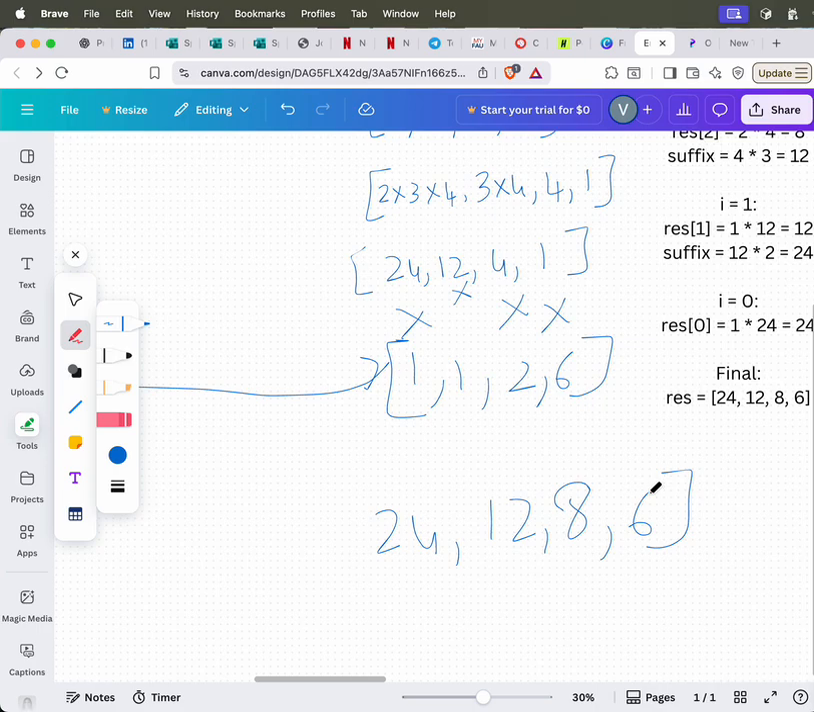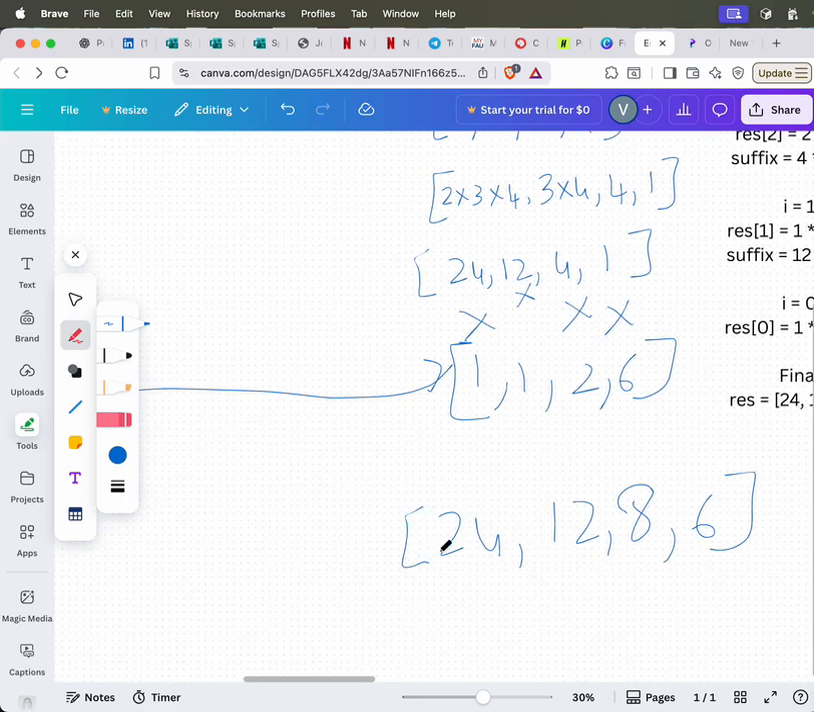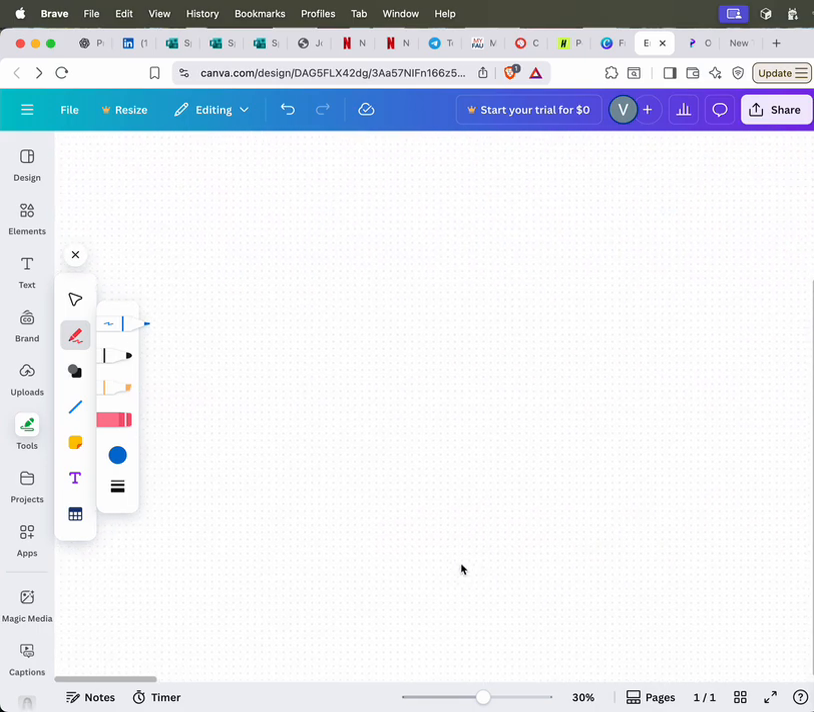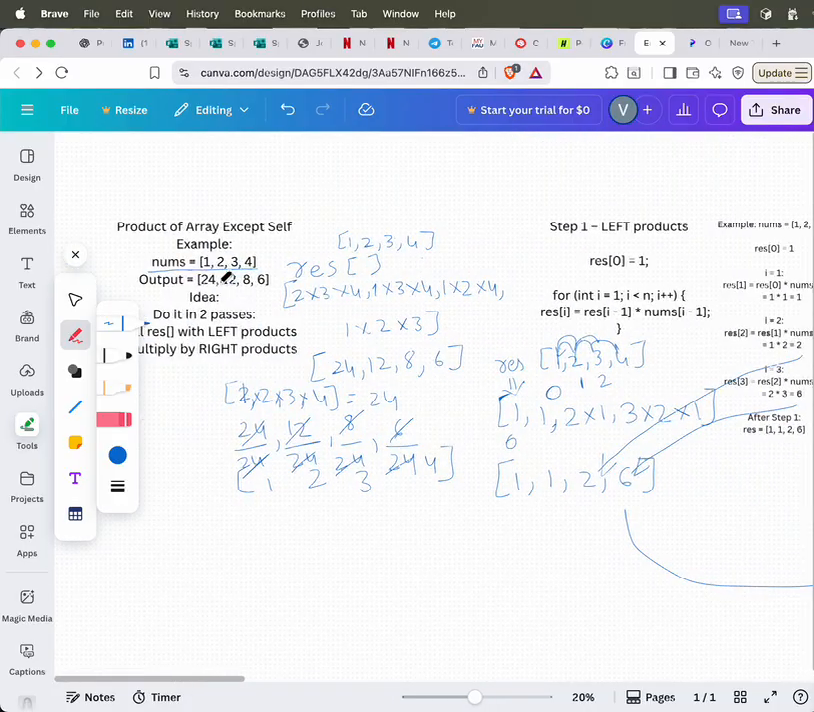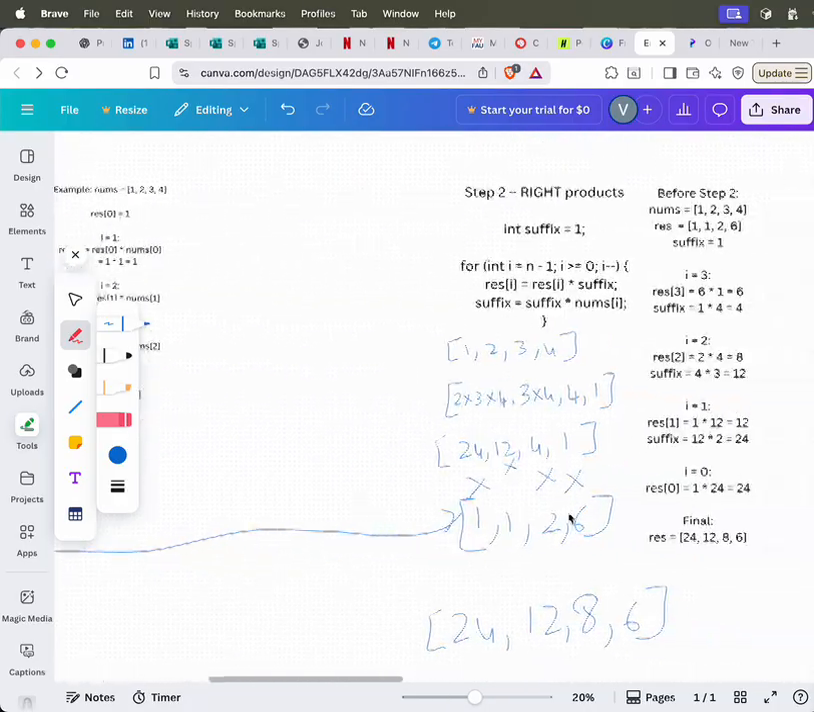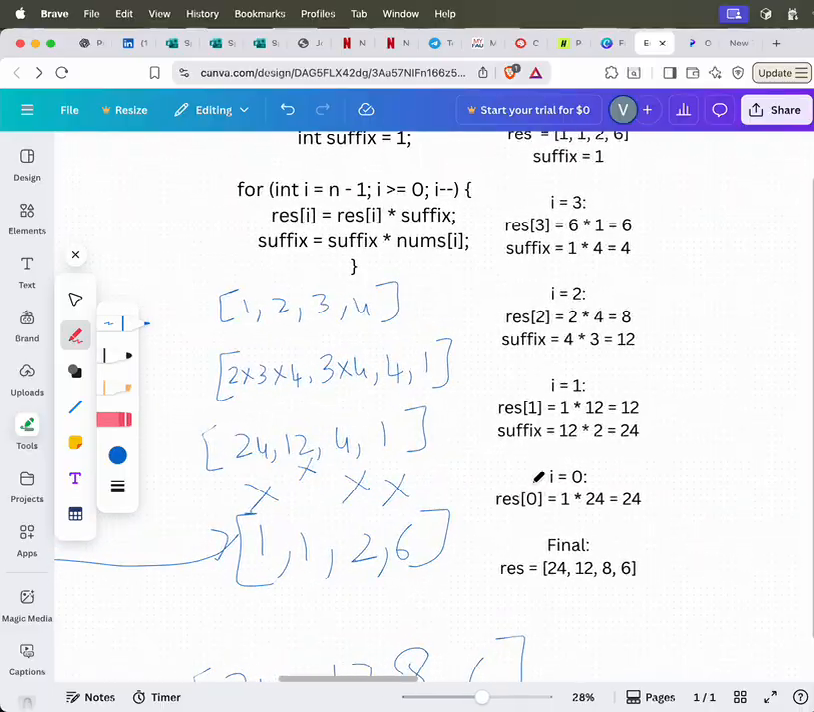So this is the result which we got in the first place: 12, 24, 12, 8, and 6. So the code is pretty simple.